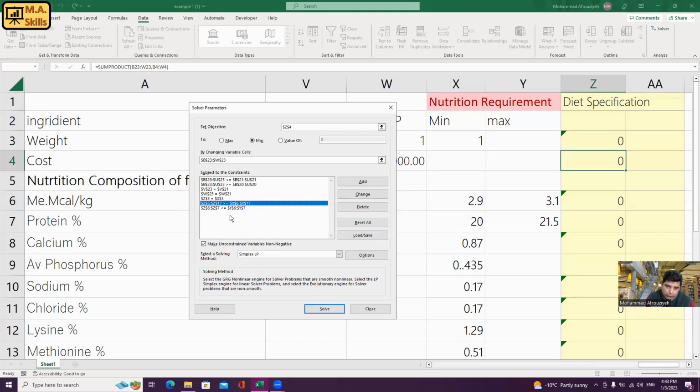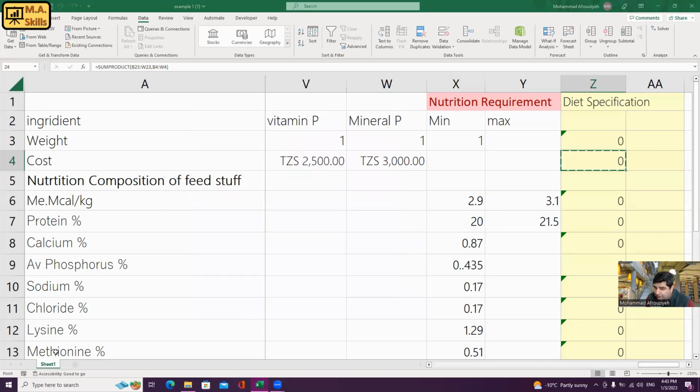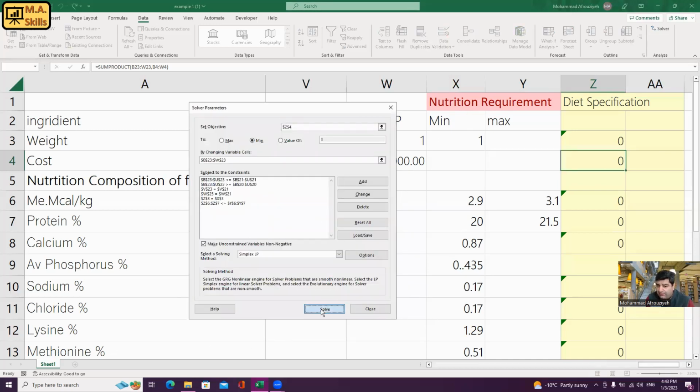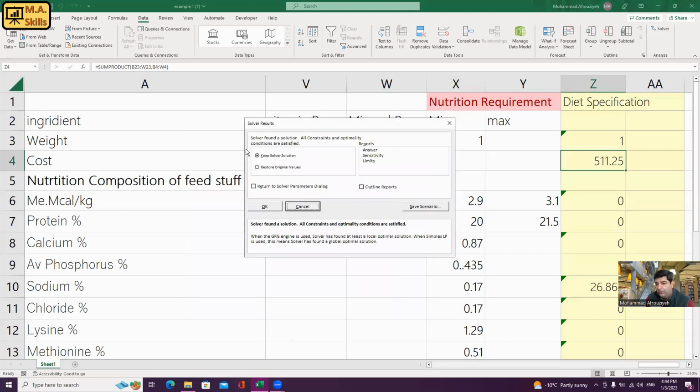So look here. I'm going to remove this constraint. Here I'm saying Z6 to Z17 should be greater than X6 to X17, right? So I'm going to delete this for now and press solve. Solver found the solution. All constraints and optimality conditions are satisfied.